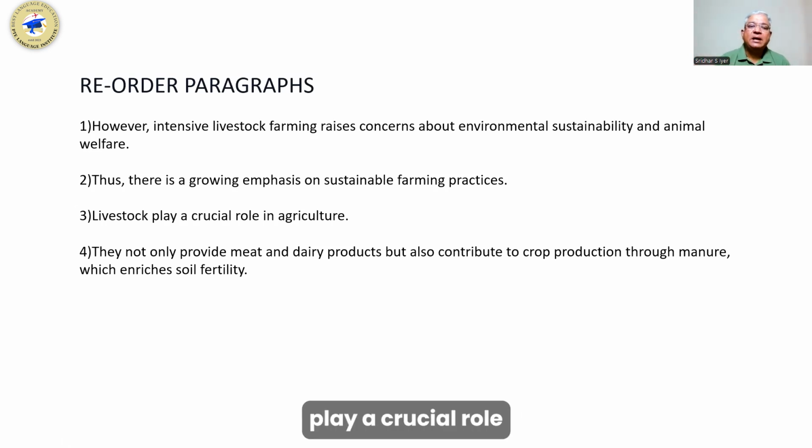In this reorder, however, thus they look like connecting pairs. So livestock play a crucial role in agriculture should be the standalone sentence, which introduces the topic. They not only provide meat and dairy products, but also contribute to crop production through manure, which enriches soil fertility, looks like a connecting pair. However, intensive livestock farming raises concerns about environmental sustainability and animal welfare. Thus, there is a growing emphasis on sustainable farming practices, looks like the concluding sentence here.